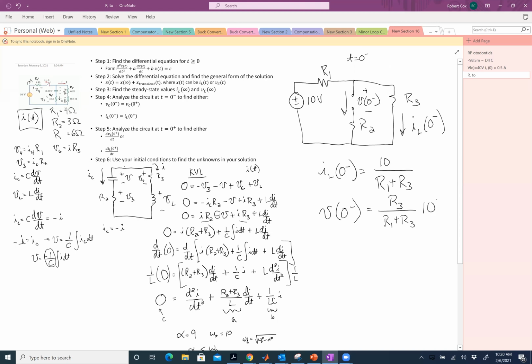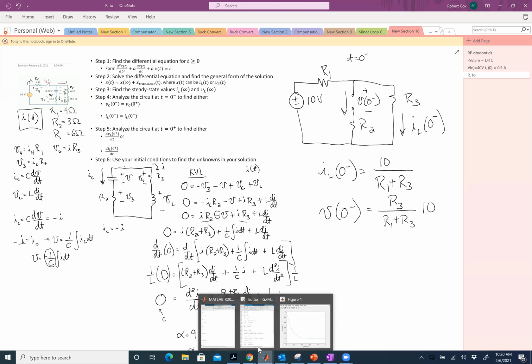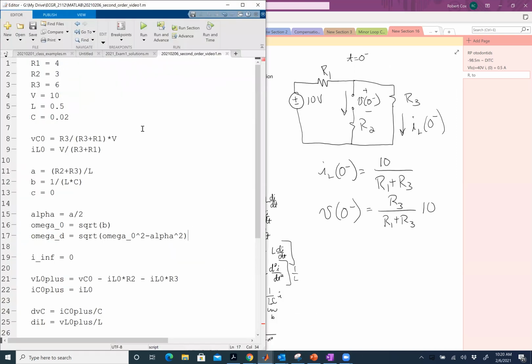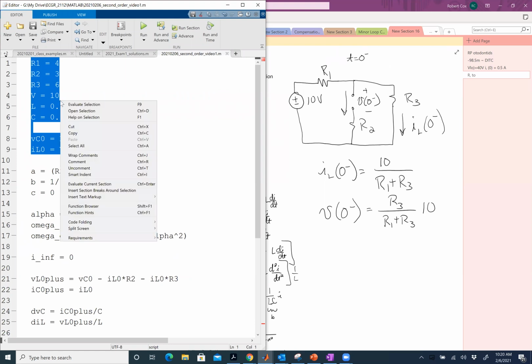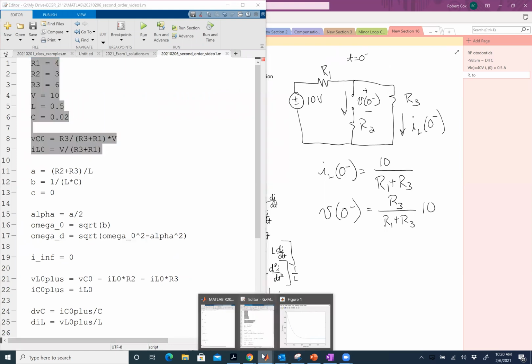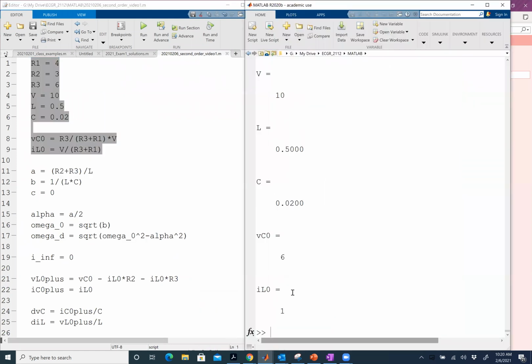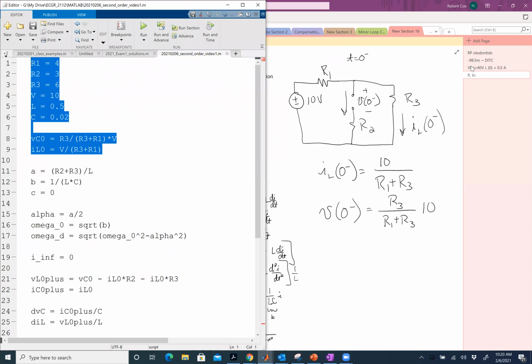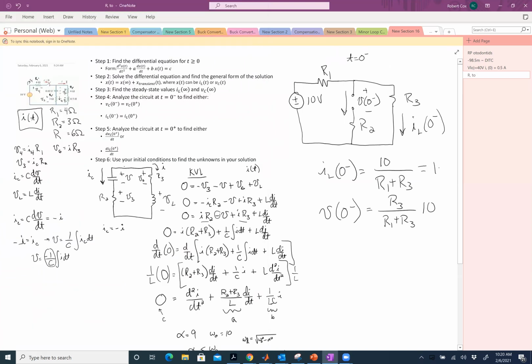Okay. So what I do is I put those into MATLAB. So here's the two expressions I used, and I define V as 10. If I run those real quick, I'll see what those values are. I see that VC of 0 is 6 volts and IL of 0 is 1 amp. So IL of 0 is 1 amp, and this guy is 6 volts. Pretty straightforward and easy to calculate.